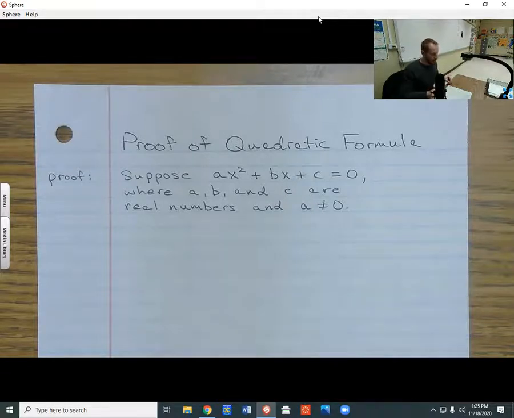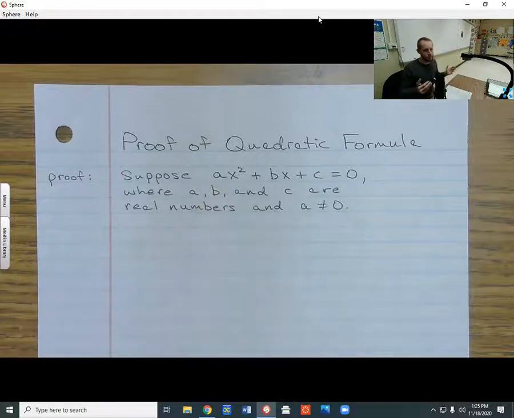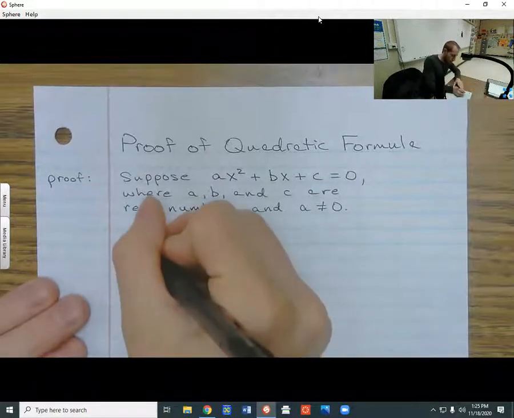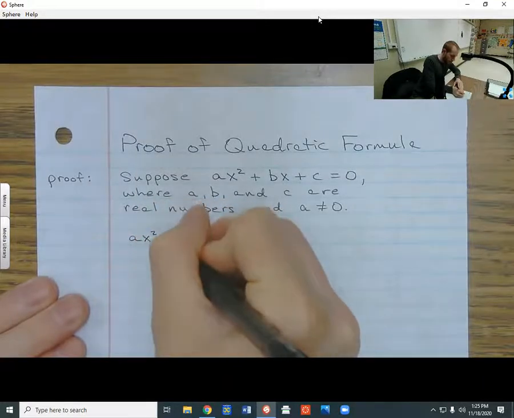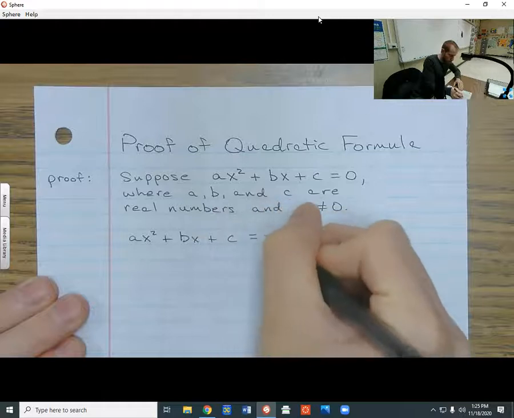And we're going to add the stipulation that a cannot equal 0, for obvious reasons, right? If a was 0, this whole quadratic term, this ax squared, would equal 0. So we're not going to let a be 0. But b can be 0, and c could be 0 as well. So let's start there. We know that ax squared plus bx plus c is equal to 0.